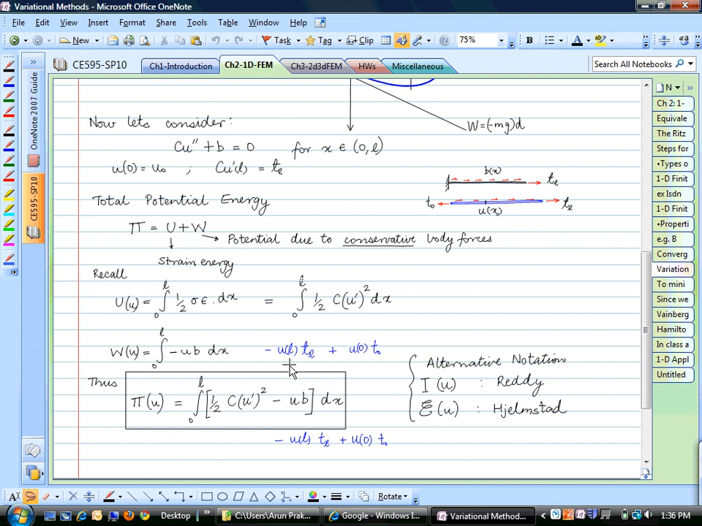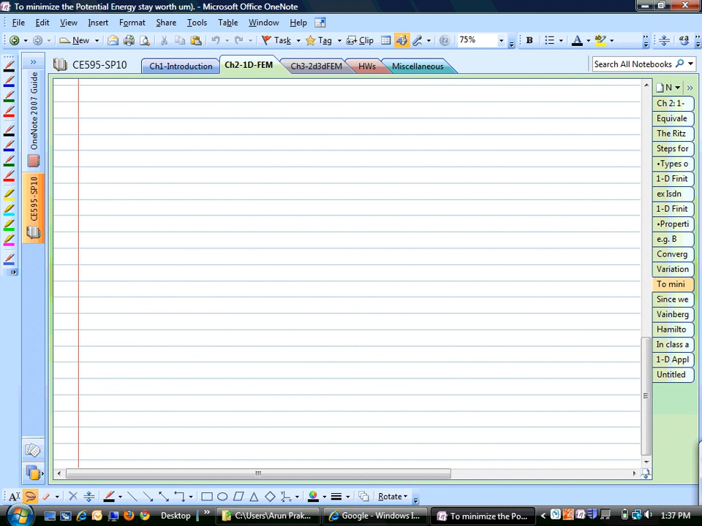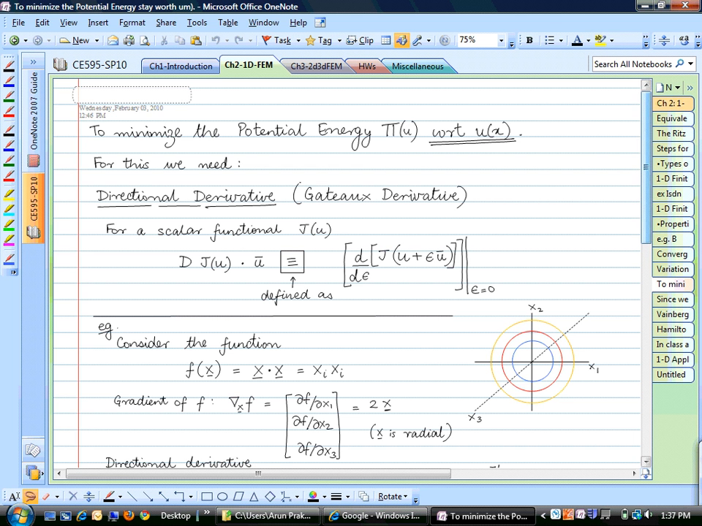So these are nothing but the boundary forces at L and at 0. This is the traction at 0, and this is the traction at L. You can add these two terms, and you would get the potential for the entire system. Now to minimize this potential energy, we need to minimize this with respect to our displacement.